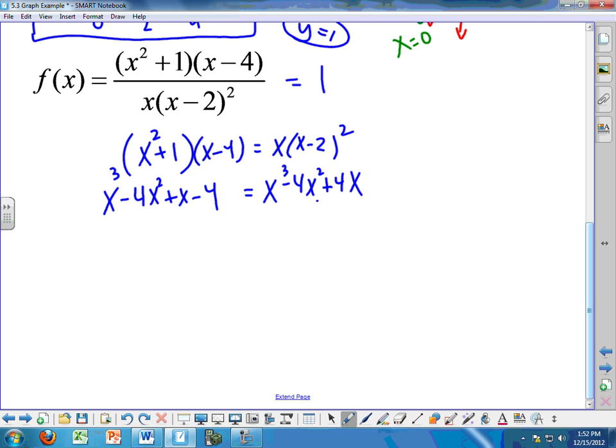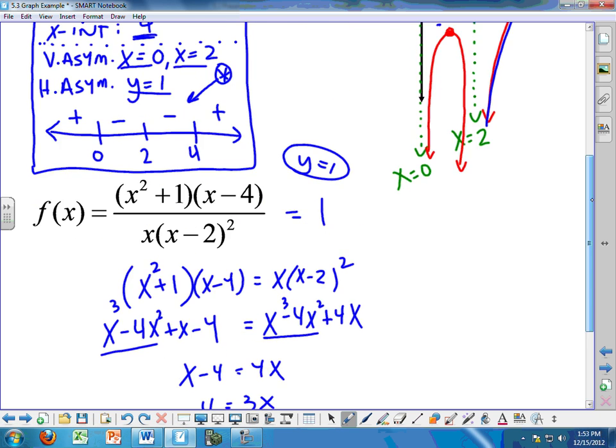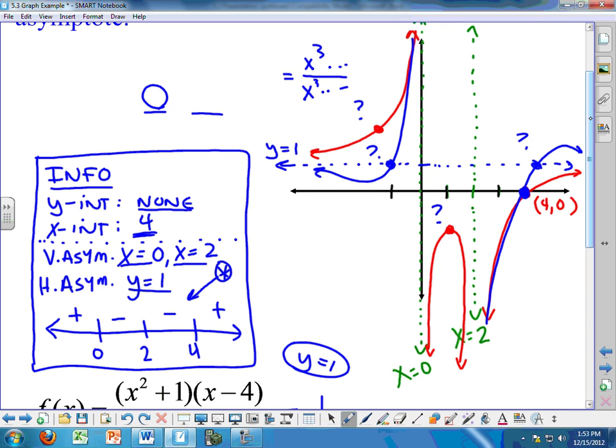Well, I do see that I've got 2 items here and 2 items here that do match, and so they will subtract away, leaving me x minus 4 equals 4x, or negative 4 is equal to 3x. So the answer here is negative 4/3. Wow, so I did find a place where the horizontal asymptote is crossed, there it is, right there. It's at negative 4/3, comma 1. I guess I was a little bit off because it looks more like negative 1, 1, but it is at negative 4/3, 1.